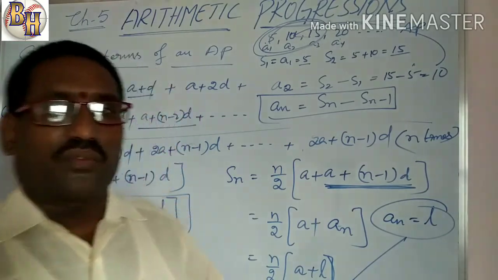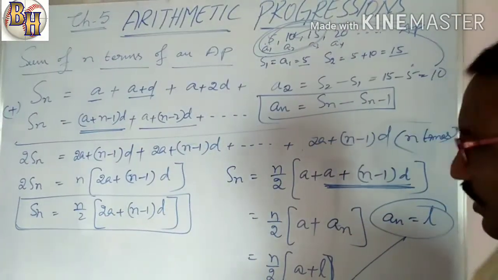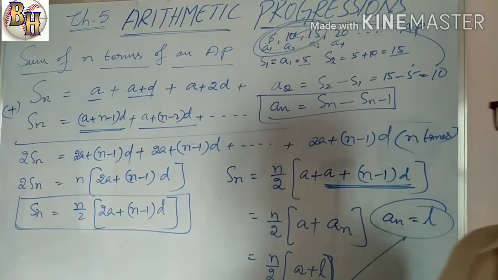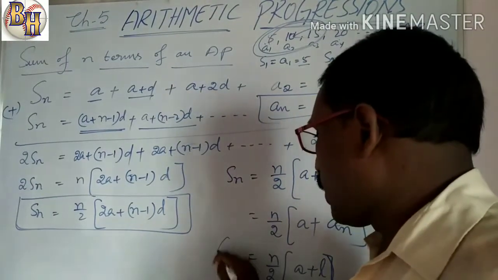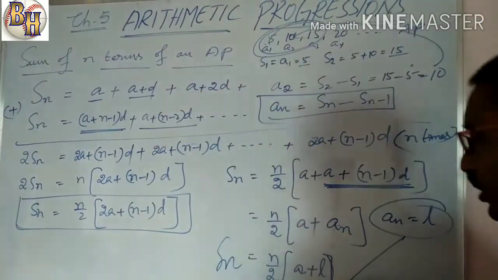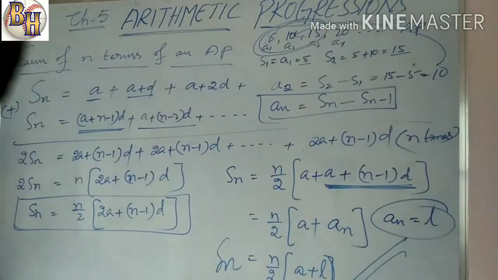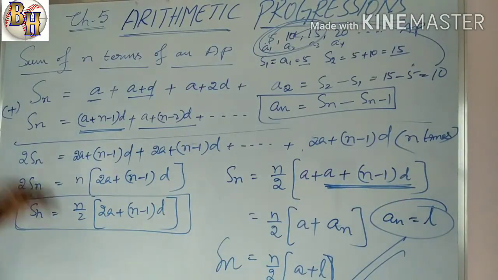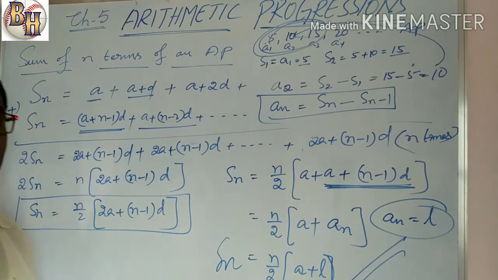And if the first term and last term are given, how to find it? What is the formula? Sn is equal to n by 2 into a plus l, or a plus an also we can write. An can be written as l. So this is the AP introduction part.